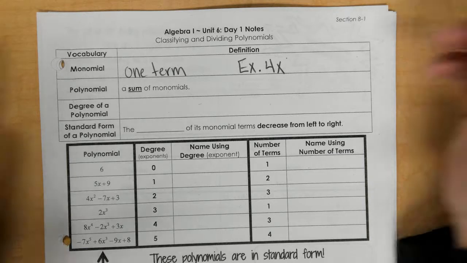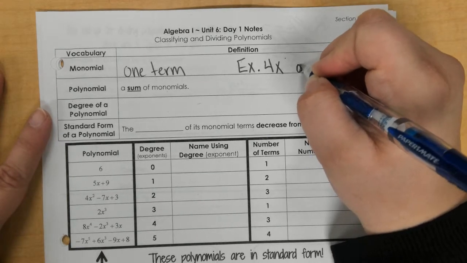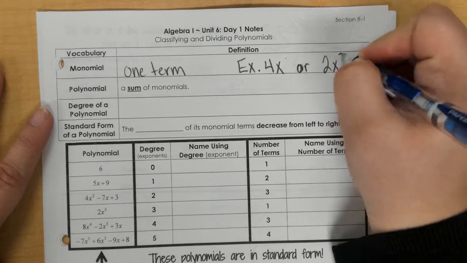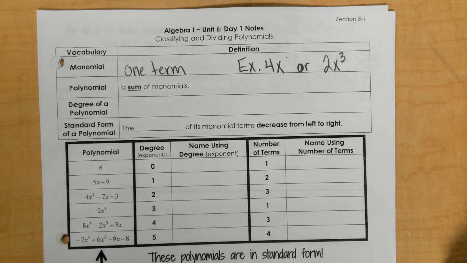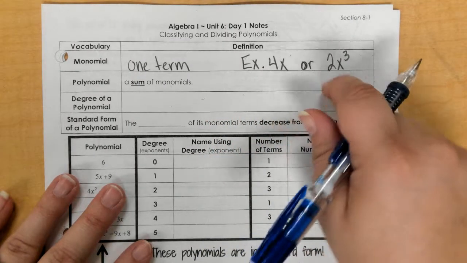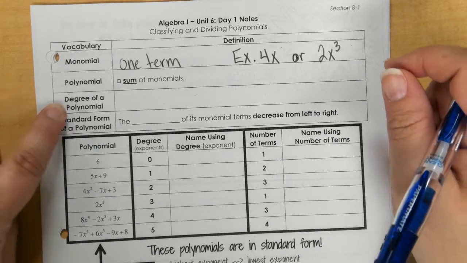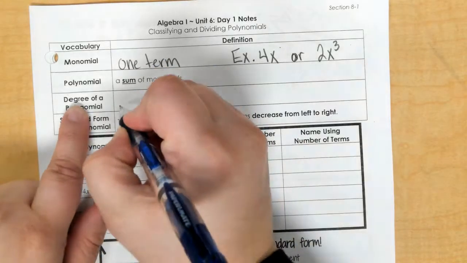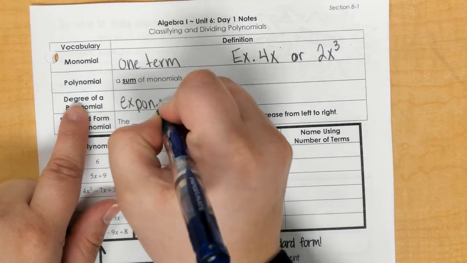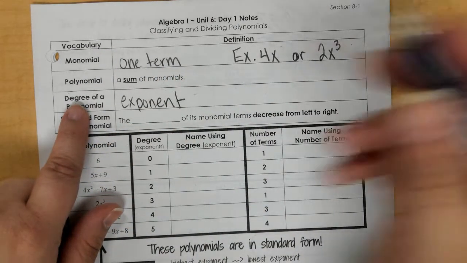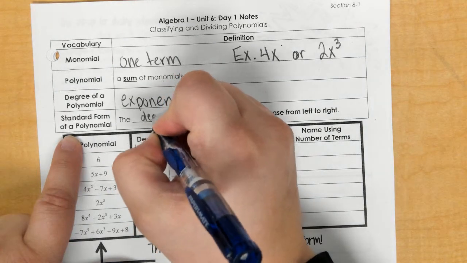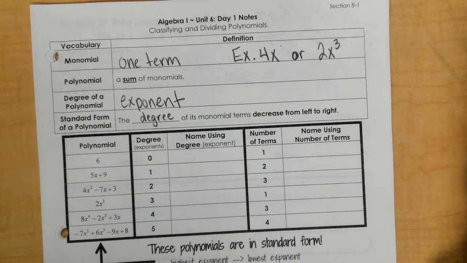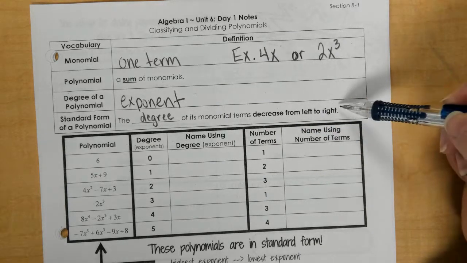Another example could be 2x to the third. This is a monomial. A polynomial is a sum of monomials, so it's several monomials put together. The degree of a polynomial, the word degree means exponent. Standard form of a polynomial is the degree of its monomial terms decreasing from left to right.